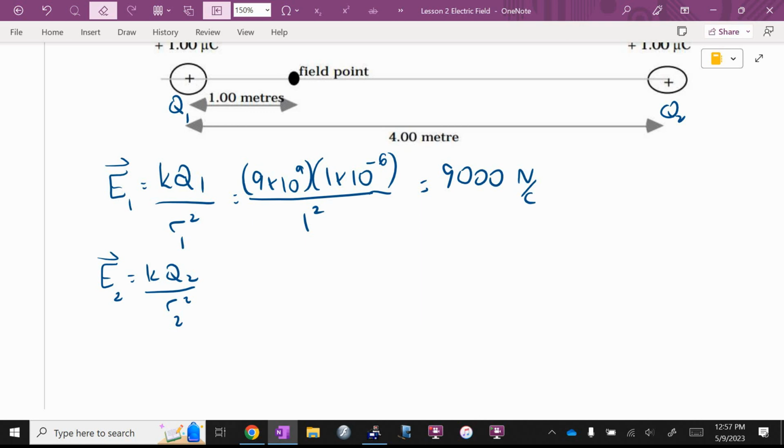Direction, this is the key. So Nicole, which way would a positive sitting at the field point want to move because of Q1? Would it be attracted left or repelled right?